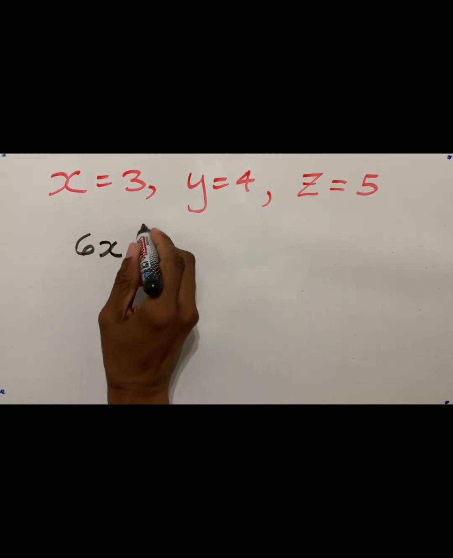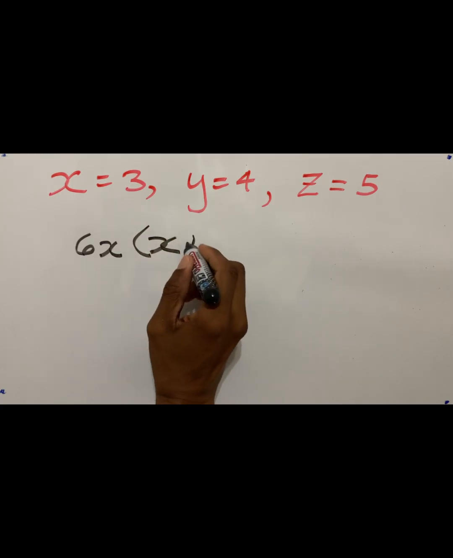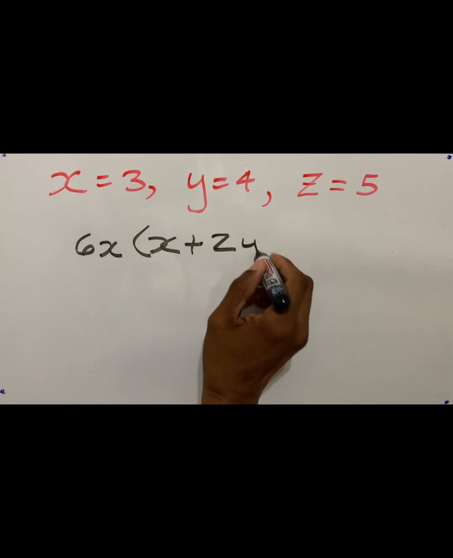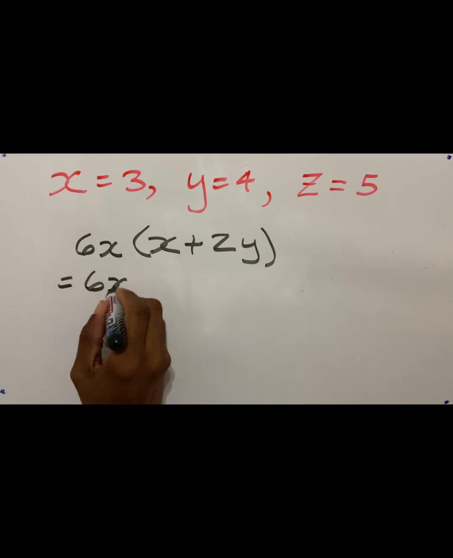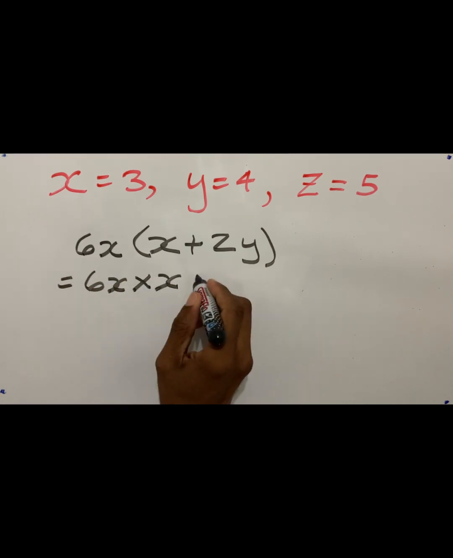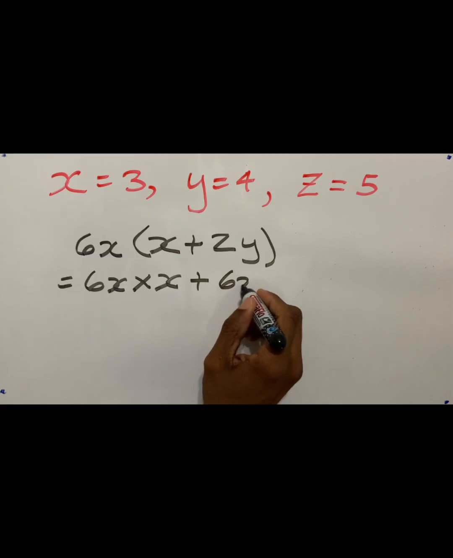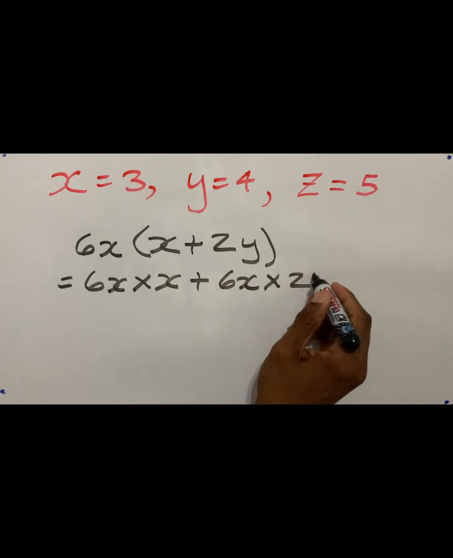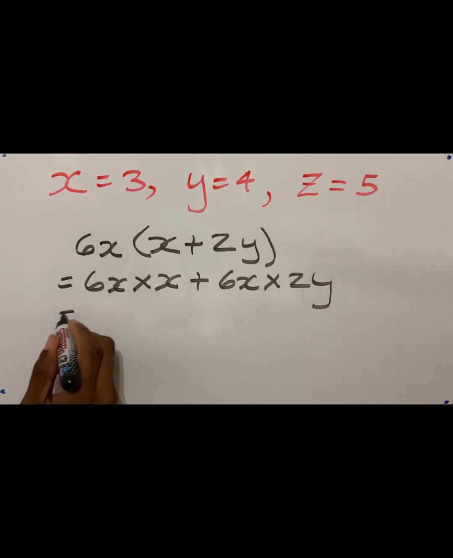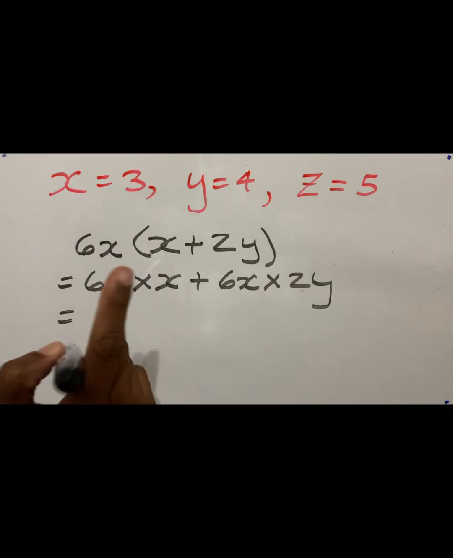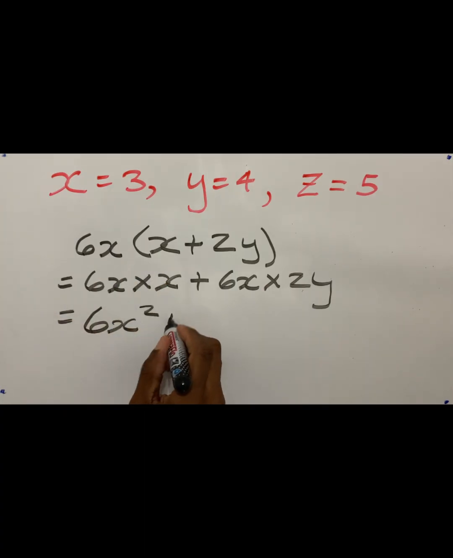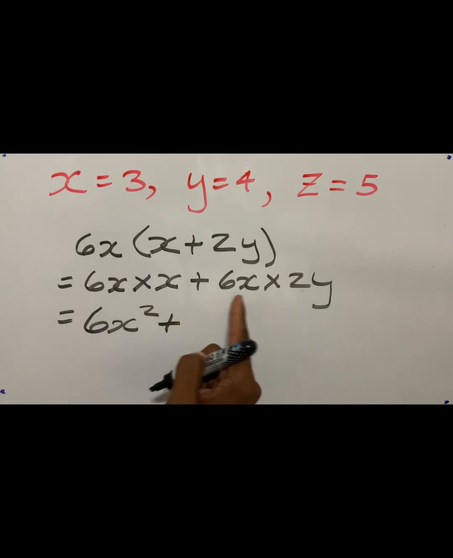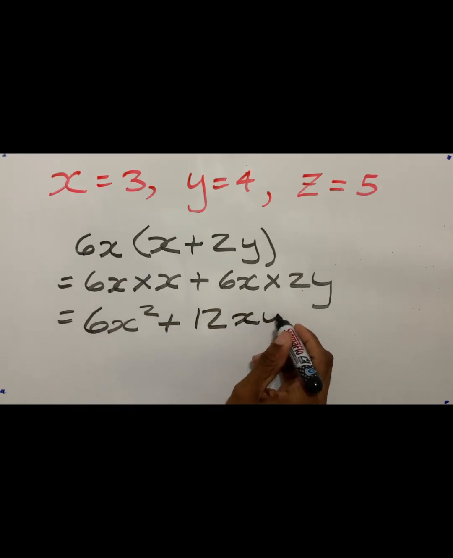6x into x plus 2y, which is equal to 6x times x plus 6x times 2y, which is equal to x times x is the same thing as x raised to the power 2 plus 6 times 2 is 12xy.